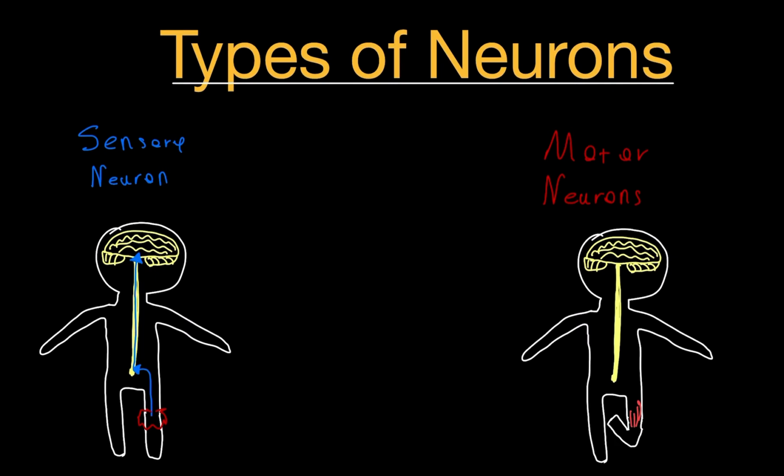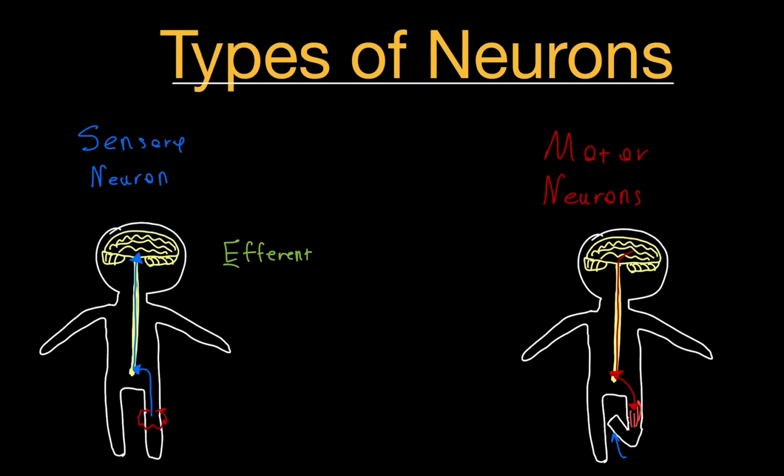But a motor neuron will send a message from the central nervous system, the brain in this case, through the spinal cord, and then send it to something like a skeletal muscle in this case, and that'll cause your knee to flex.